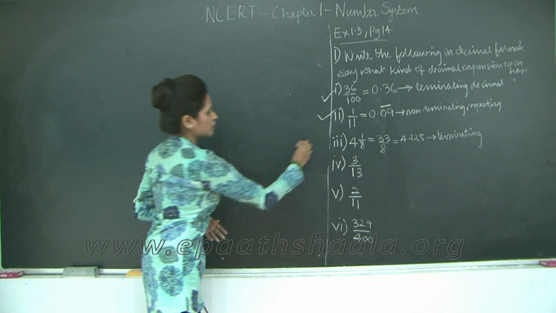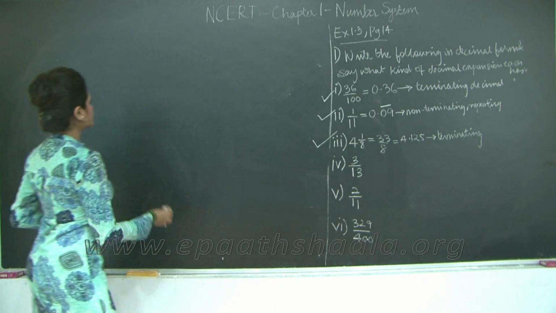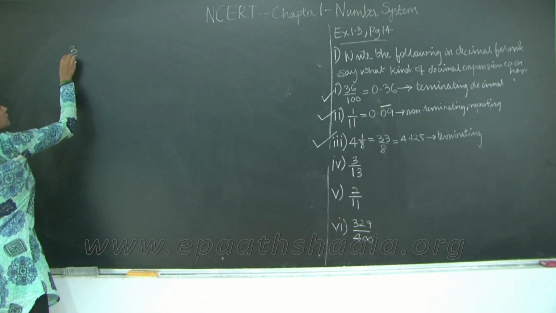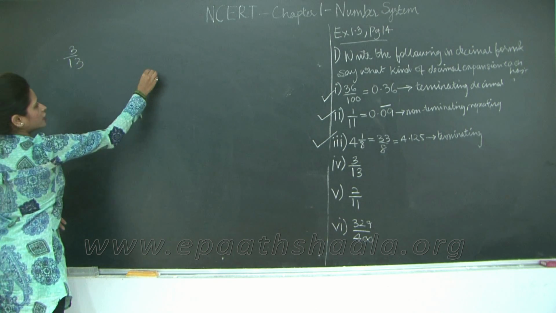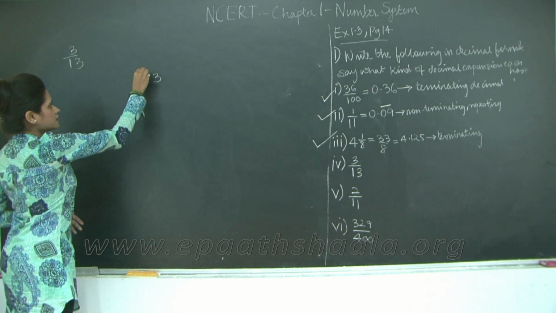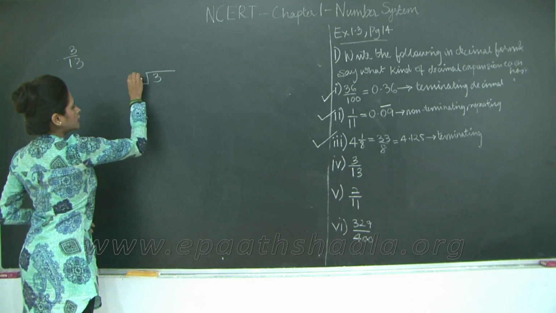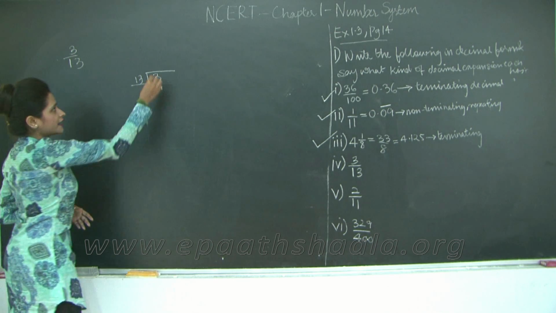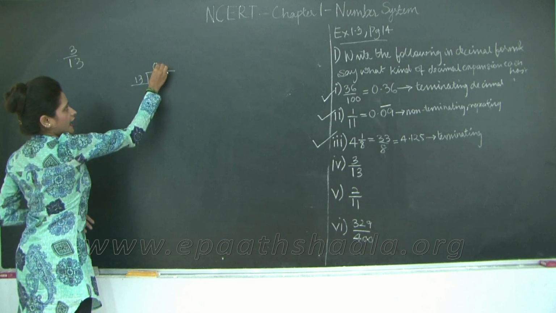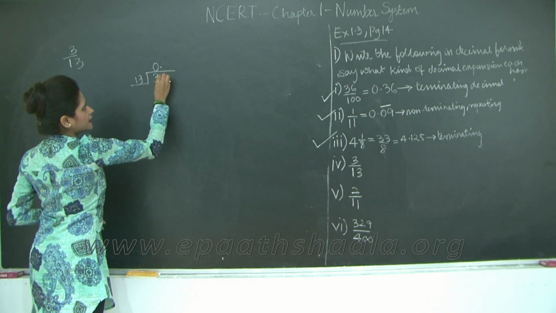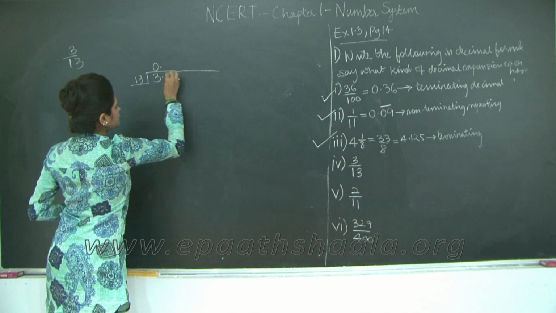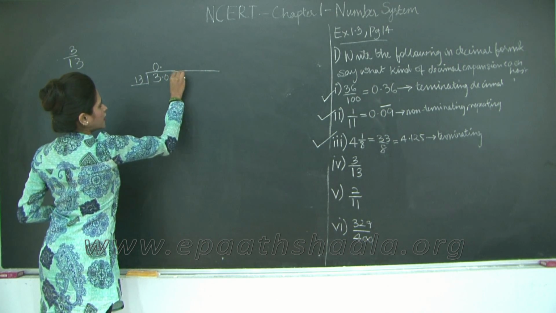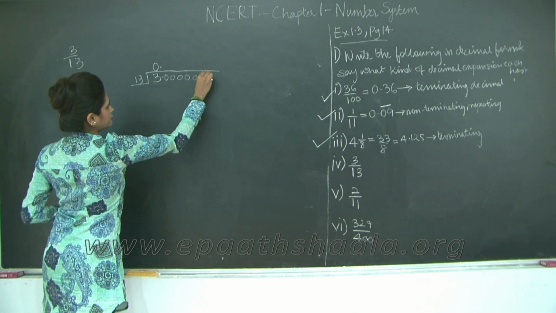I'll tick this sum because we have completed it. So 3 upon 13. 3 becomes my dividend and 13 becomes my divisor. Now 13 obviously won't divide 3, so I put a 0 here and a decimal point here, and I add a decimal point here as well, and a few number of zeros.